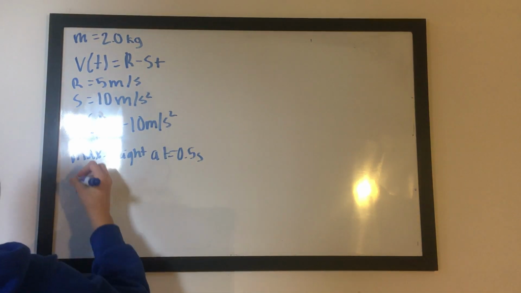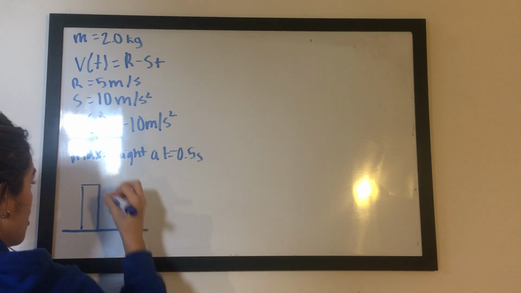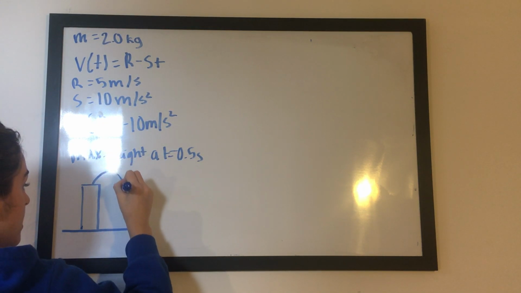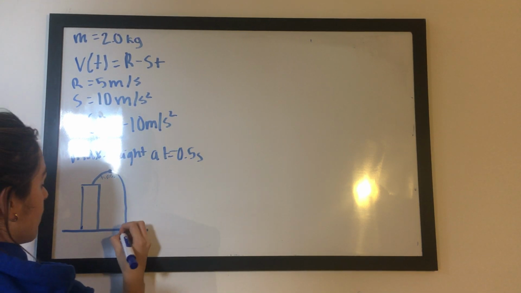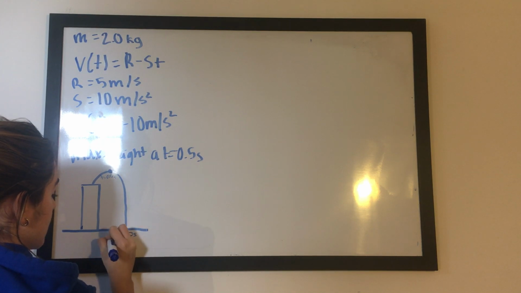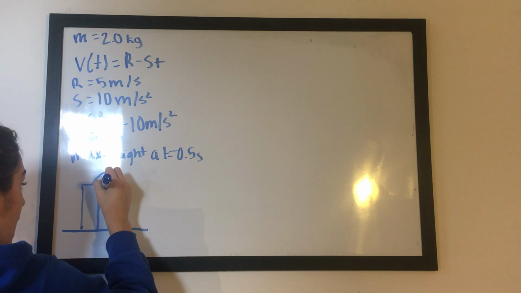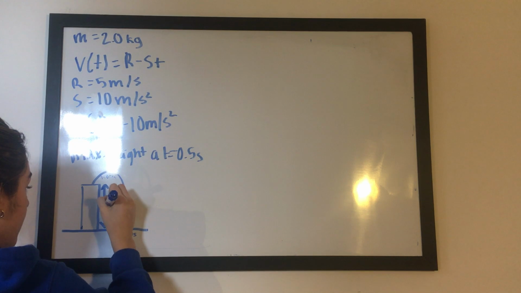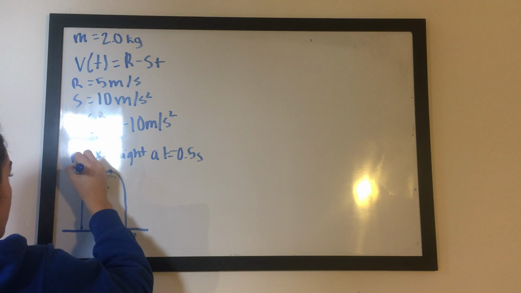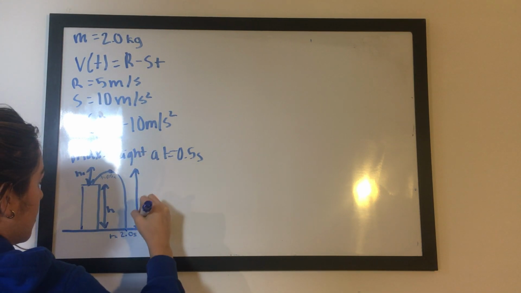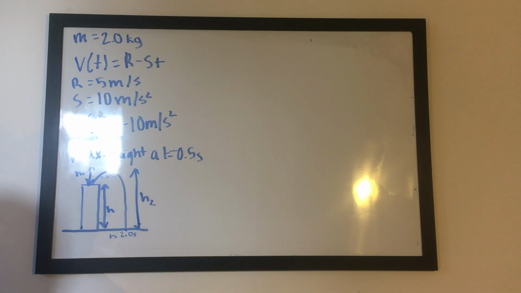I'm going to draw a little diagram so we can visualize this. Got our building here. This is the ground. The ball is thrown up, reaches its maximum height at t is equal to 0.5 seconds, and it reaches the ground at 2.0 seconds. The problem is asking us to find the height of the building. So we want to solve for this height 1 and this height 2, so we can subtract height 1 from height 2 to get the height of the building.